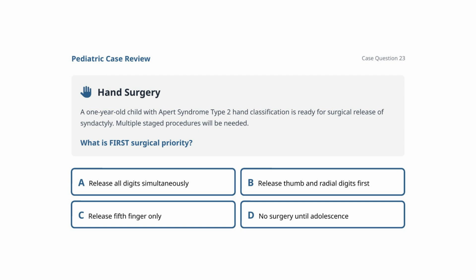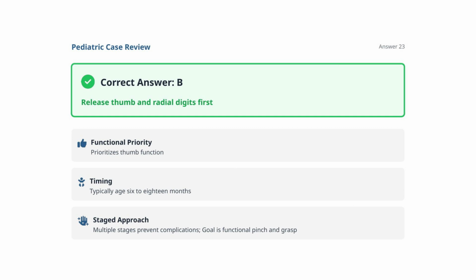A 1-year-old child with Apert syndrome type 2 hand classification is ready for surgical release of syndactyly. Multiple stage procedures will be needed. What is the first surgical priority for hand reconstruction? Option A, release all digits simultaneously. Option B, release thumb and radial digits first. Option C, release fifth finger only. Option D, no surgery until adolescence. The correct answer is B, release thumb and radial digits first.